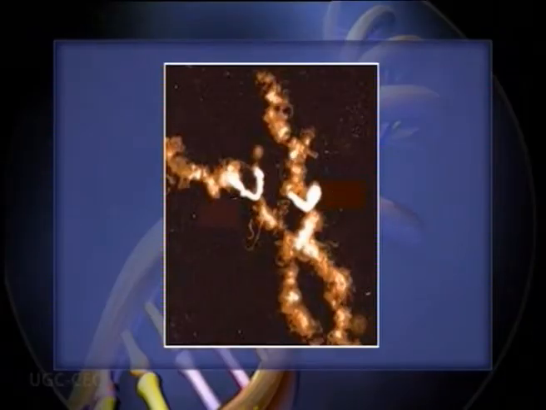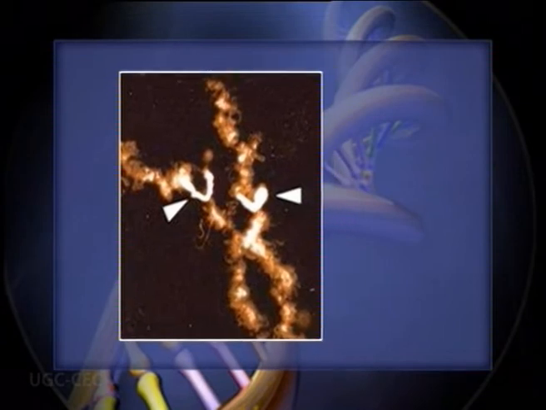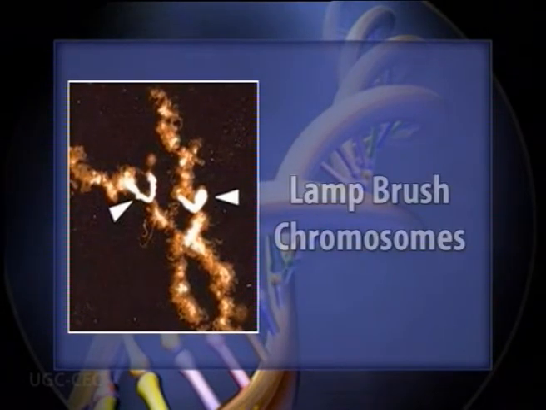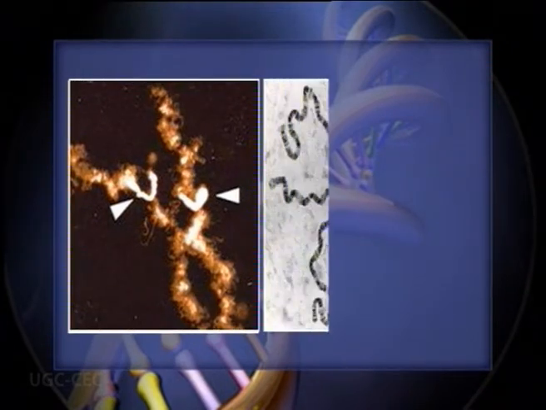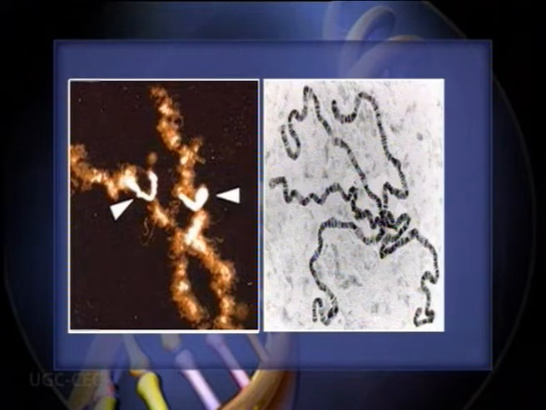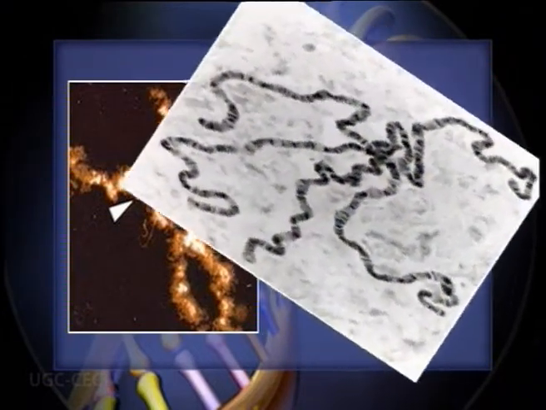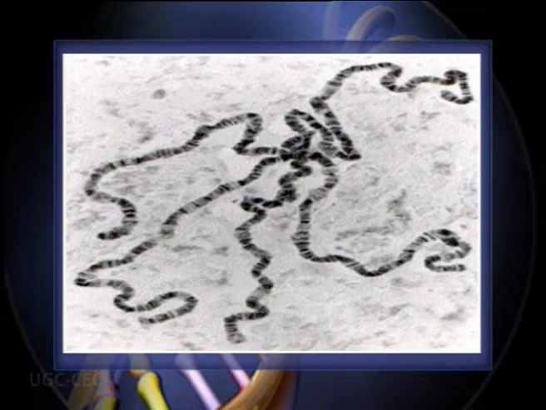First, the lampbrush chromosomes. These chromosomes occur in the oocytes of amphibians and in some insects. They are extremely large synapsed homologous chromosomes which can be seen in the diplotene stage of prophase I in meiosis. They measure about 1500 to 2000 micrometer in length. The lampbrush chromosomes were discovered by Rückert in 1892.